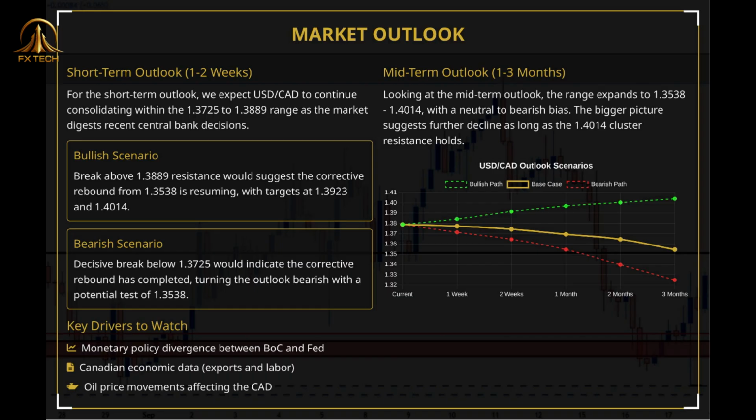Looking at the midterm outlook over the next 1 to 3 months, the range expands to 1.3538 to 1.4014 with a neutral to bearish bias. The bigger picture suggests further decline is expected as long as the 1.4014 cluster resistance holds.